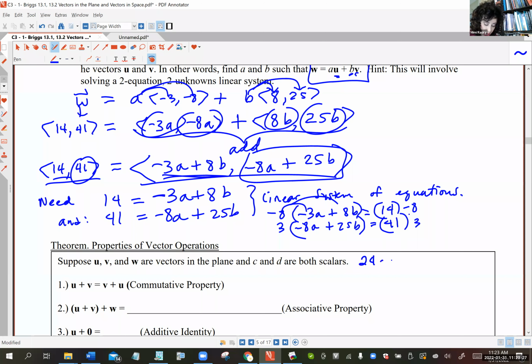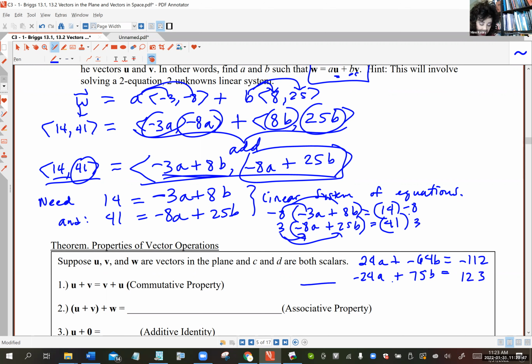I have 24A plus -64B is equal to 8 times -14, which is -112. And then when I distribute this 3, I'm going to have -24A plus 75B is equal to 123. Is that right? Let's add these two equations together.